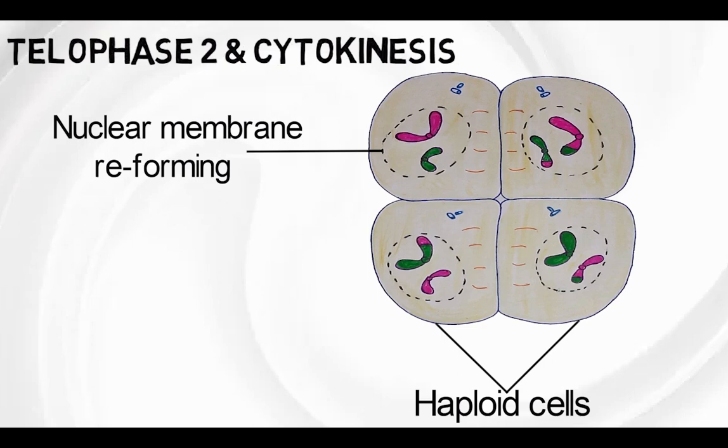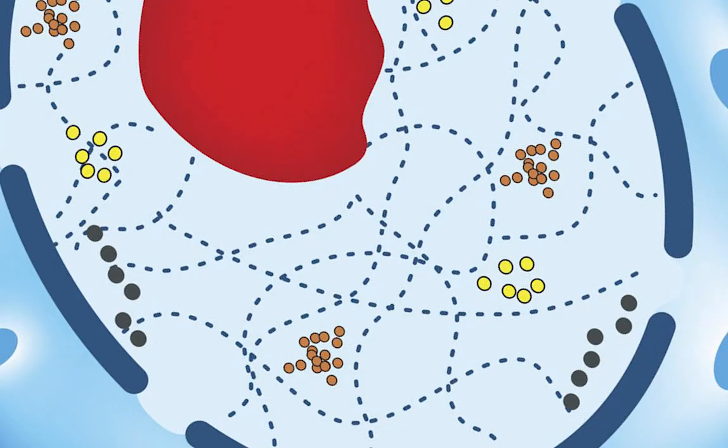Look, now there are four daughter cells, each with a haploid set of unreplicated chromosomes. Yes, these daughter cells are genetically distinct from each other and from the parent cell. This is the final phase of meiosis II.